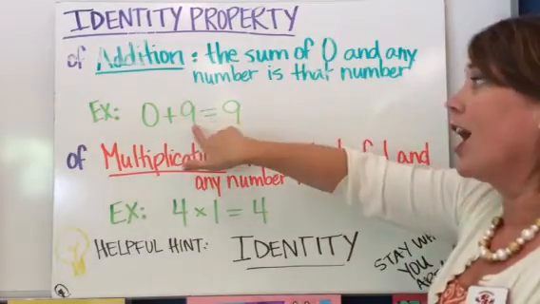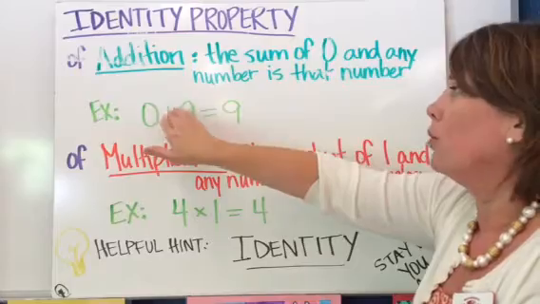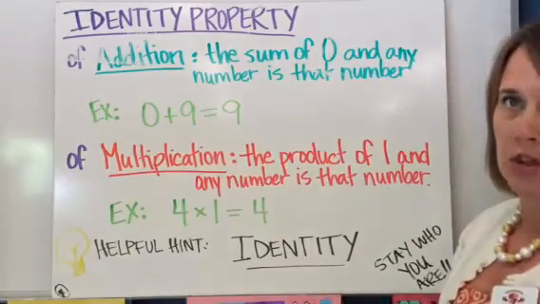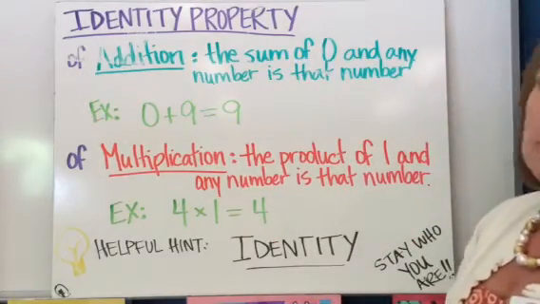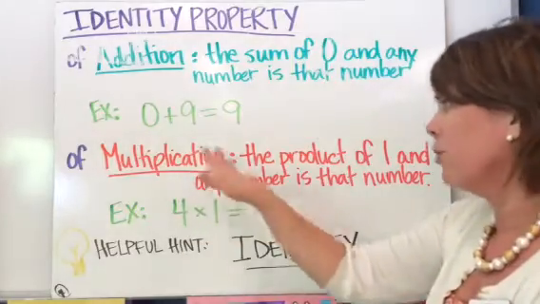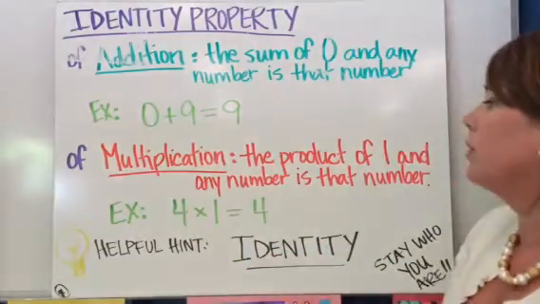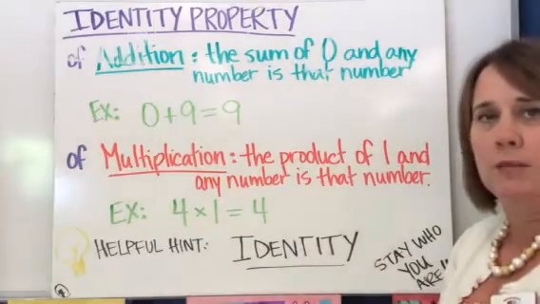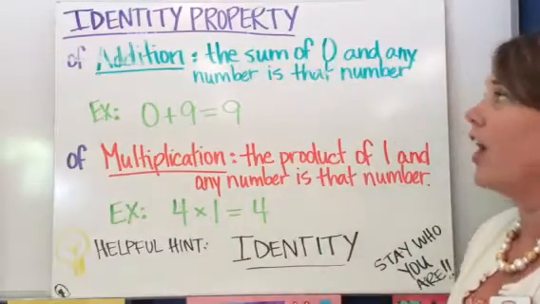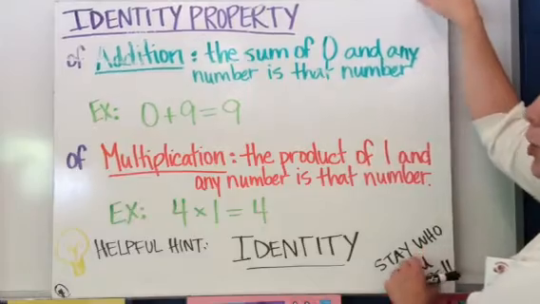In order for 9 to stay who it is, when we add, we have to add 0 to it. So that's called the identity property of addition. In order for multiplication, for a number to stay who it is, when we multiply, we have to multiply it by 1. That's why it's called the identity property of multiplication.